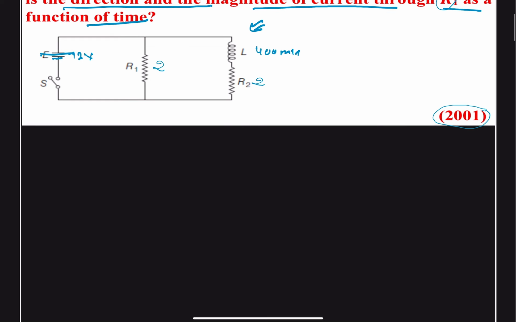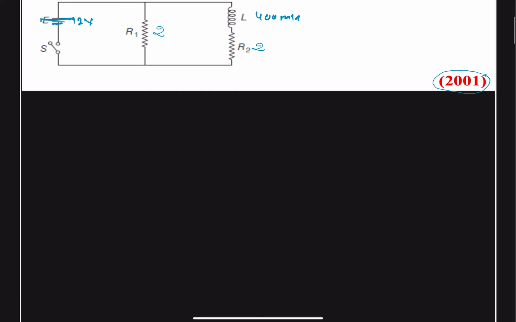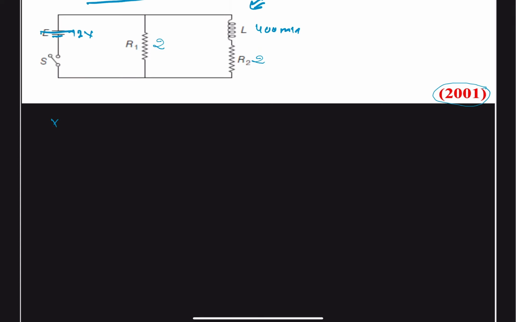In this case, we have to remember one important property of the inductor, which says that the initial condition of the inductor is equal to the final condition of the inductor. Or we can say the inductor doesn't change its condition instantaneously. So let us start with the first part.